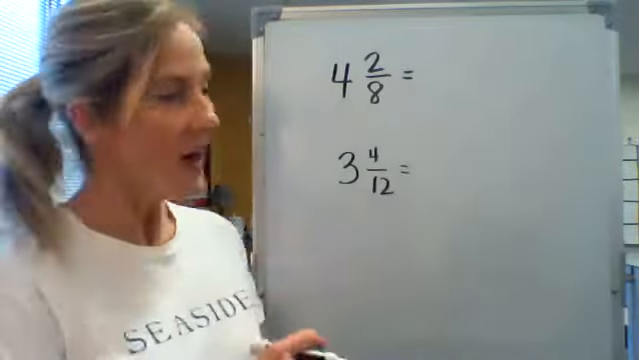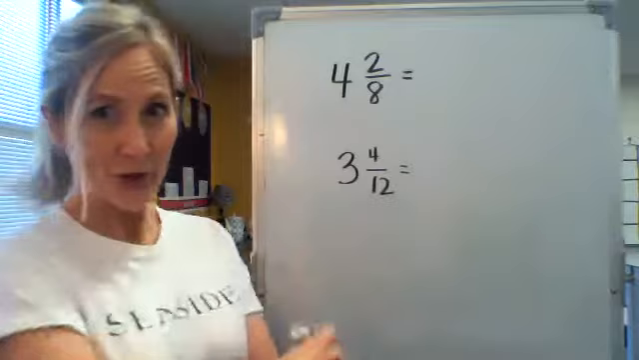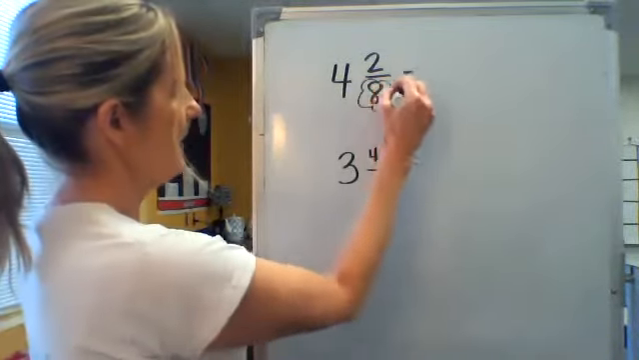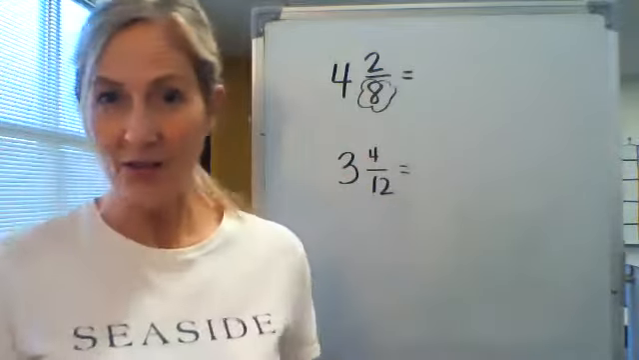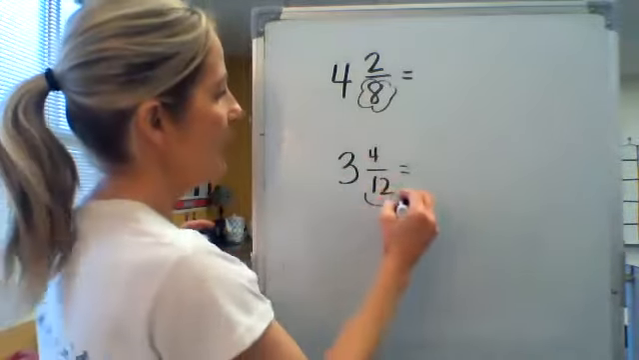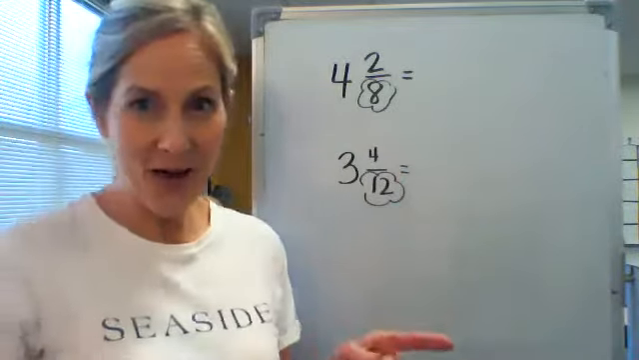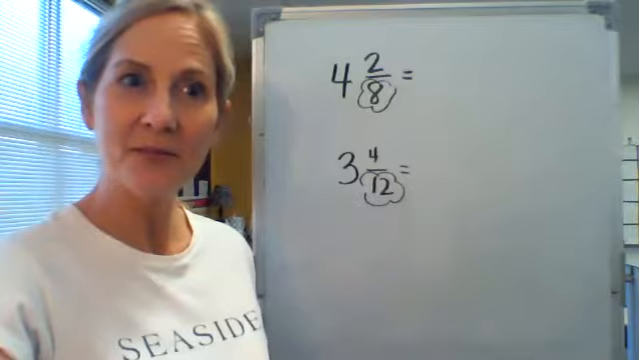Let's try a couple more. All right, give these a try. Reading them. 4 2/8, dealing with eighths, right? And this one is 3 4/12. Denominator is going to be 12ths. What I want for you to do is to pause this. You go ahead and solve them and then come back and see if you got them right.